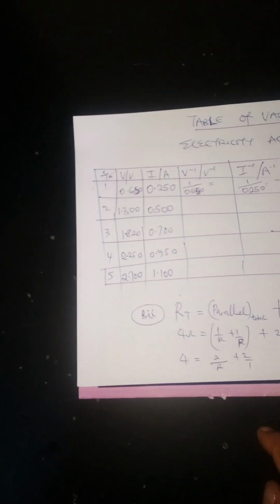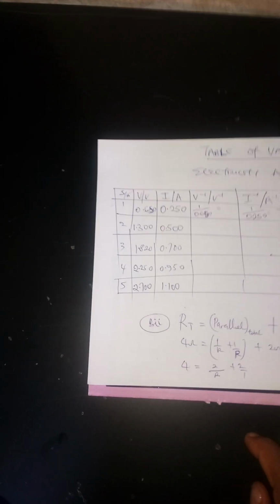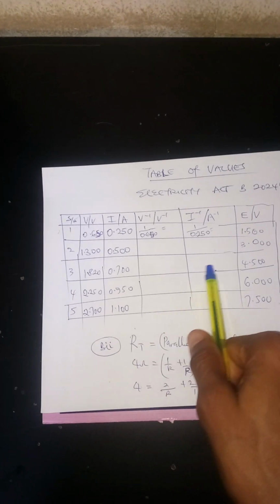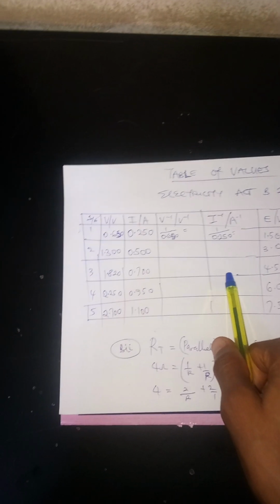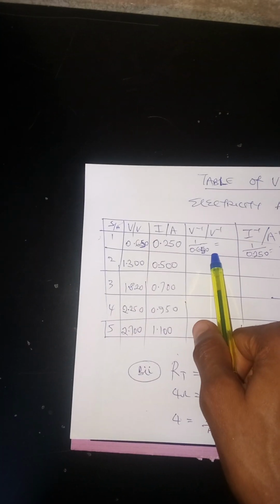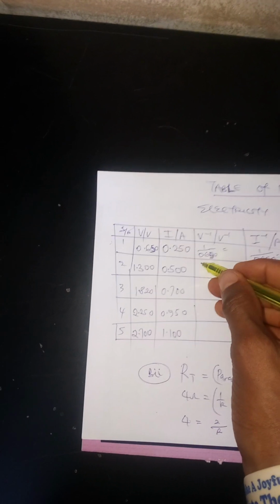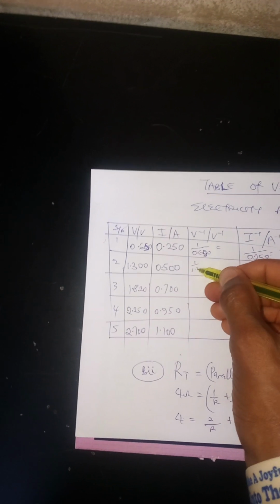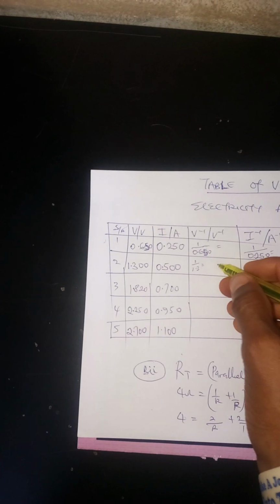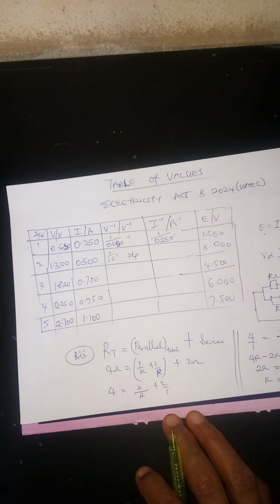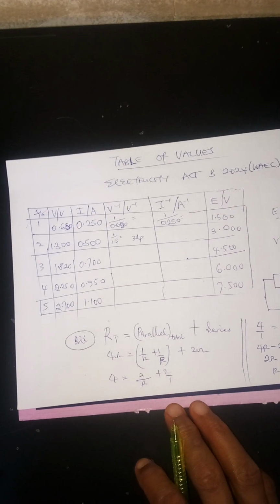So remember, we are plotting a graph of voltage inverse against current inverse. So how do you find voltage inverse? 1 over 1.3. Write your answer in 3 decimal placement. All your readings should be in 3 decimal places. So that's the nature of the reading and the table.